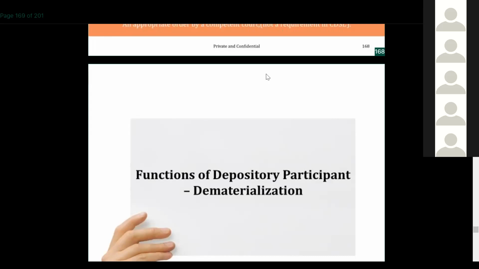Depository participant is the agent of the depository. So in case you want to maintain an account with the depository, you'll have to go and open an account with the depository participant. So you are right when you said for dematerialization, a demat account is required. Yes. So the investor has opened the demat account. Now, how will he convert his physical securities into electronic form? What will he have to do?